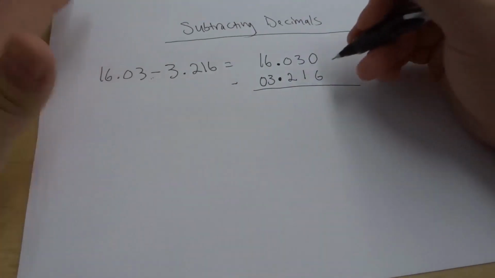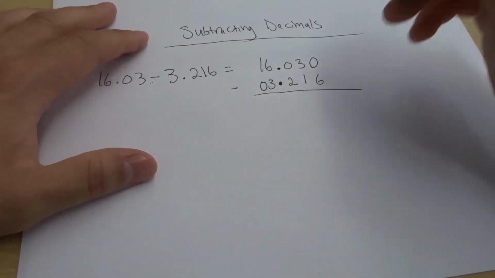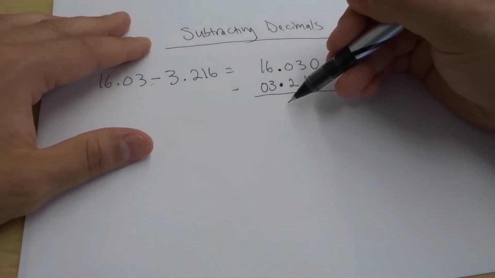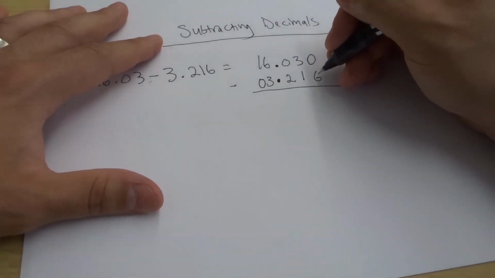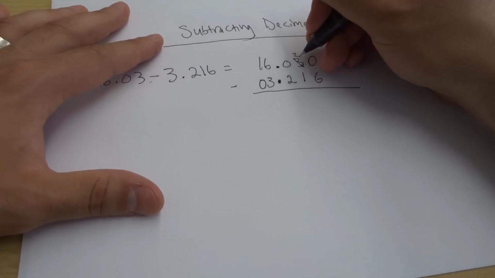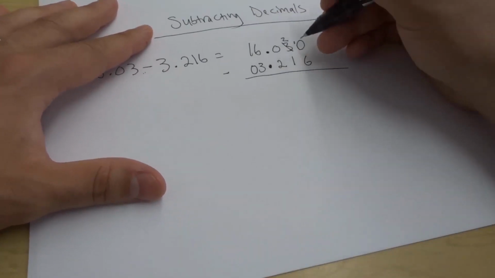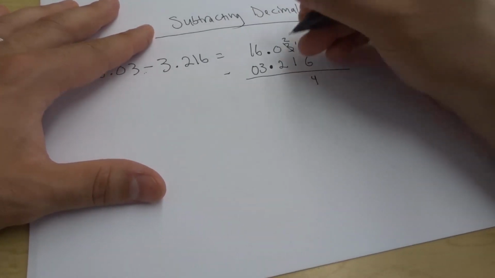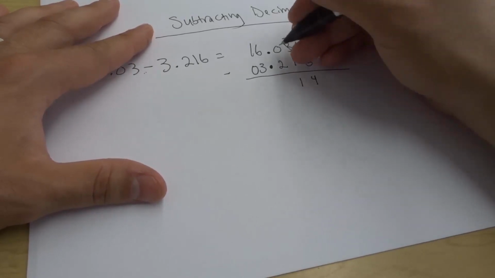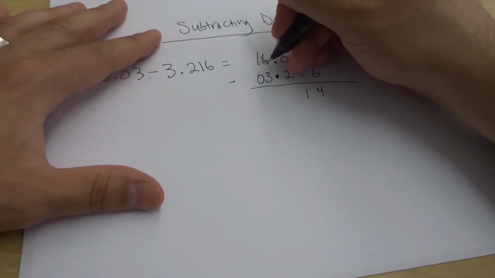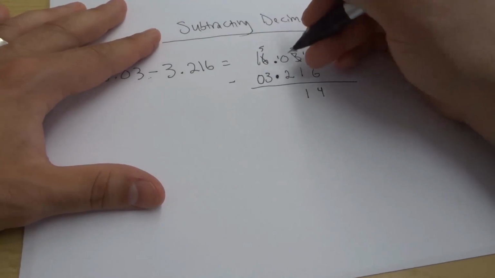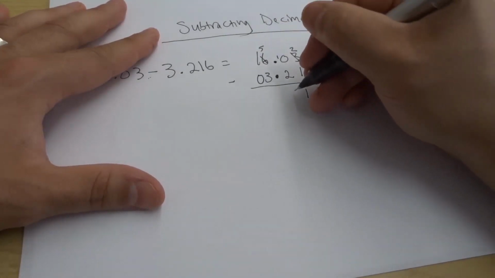Right now, all that we have to do is subtract. Make sure that the decimal stays in the same place with your answer. So 0 minus 6 we can't do. We're going to bring this down to a 2, and this turns to a 10. We now have 10 minus 6, which is 4. 2 minus 1 is 1. 0 minus 2, once again, we can't do, so this turns to a 5, and this is a 10. 10 minus 2 is going to give us 8.